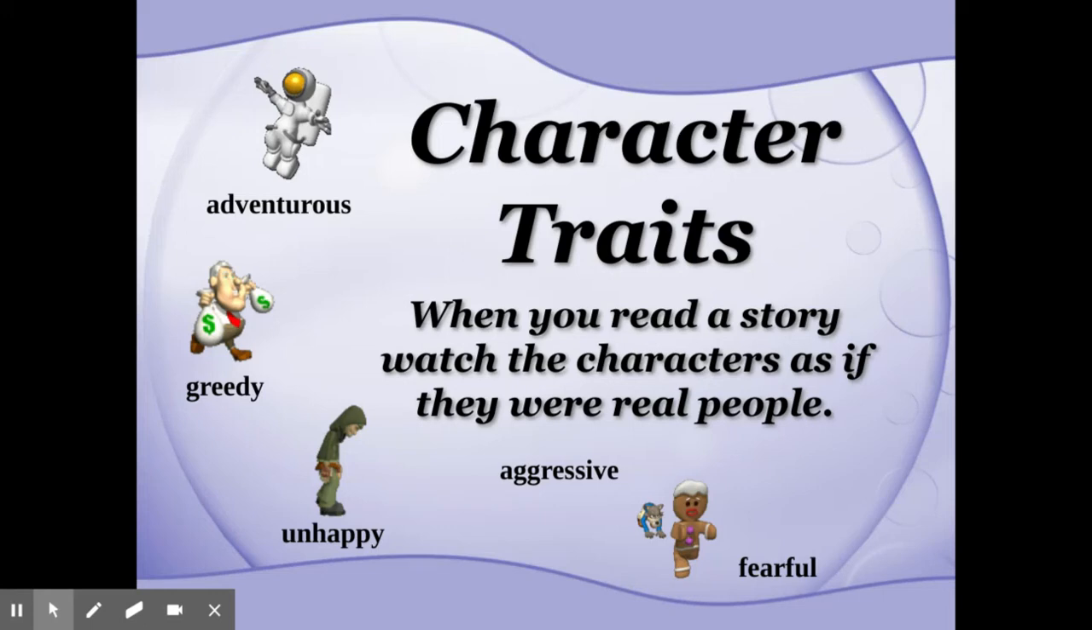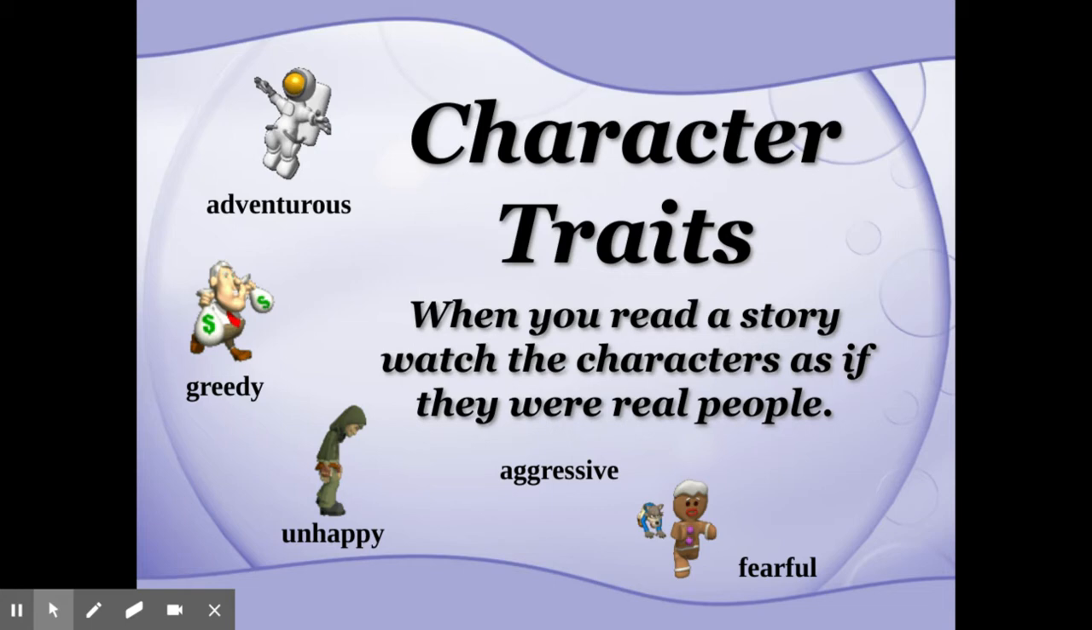And so let's get started. So, character traits. When you read a story, you're going to watch the characters as if they were real people. So, you're going to think about some of the things that they're saying, some of the things they're doing, some of the things you're seeing. What do they look like?